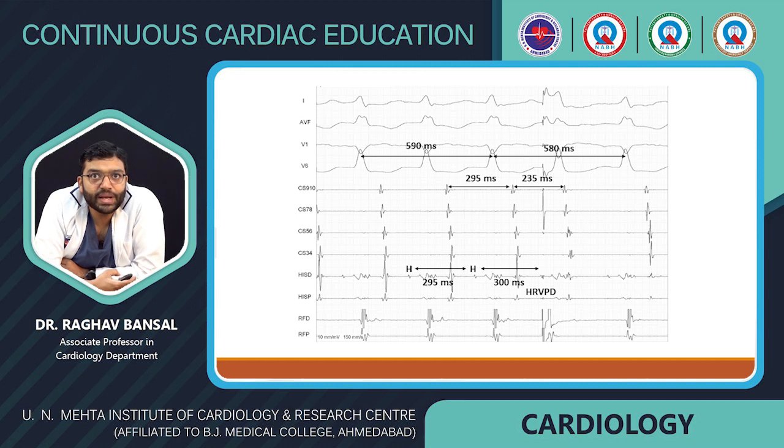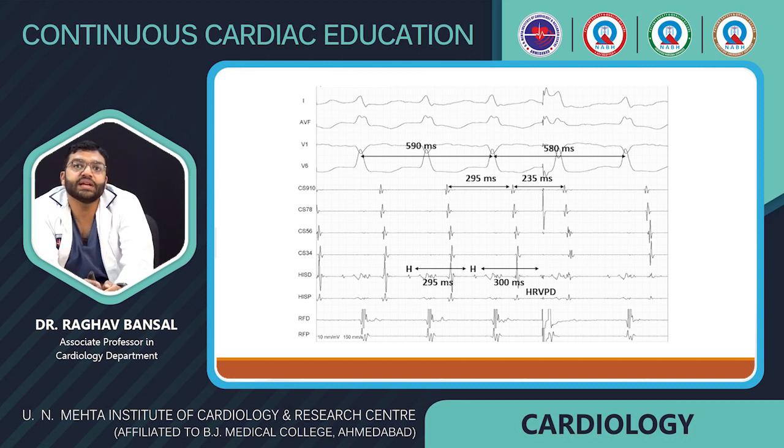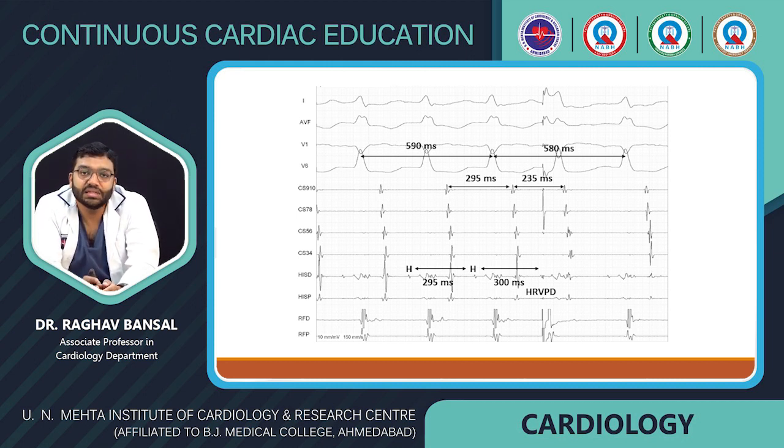So this pacing spike captures the ventricle, and we see the timing of the pacing spike at the His bundle catheter: the HH interval is 300 milliseconds while the HH interval was 295 milliseconds. So this pacing spike lands just at the end of the His electrogram, 5 milliseconds after the His electrogram. Thus, this pacing spike is landing at a time when the His bundle is getting activated during the tachycardia. Thus, the His bundle is refractory for retrograde activation.